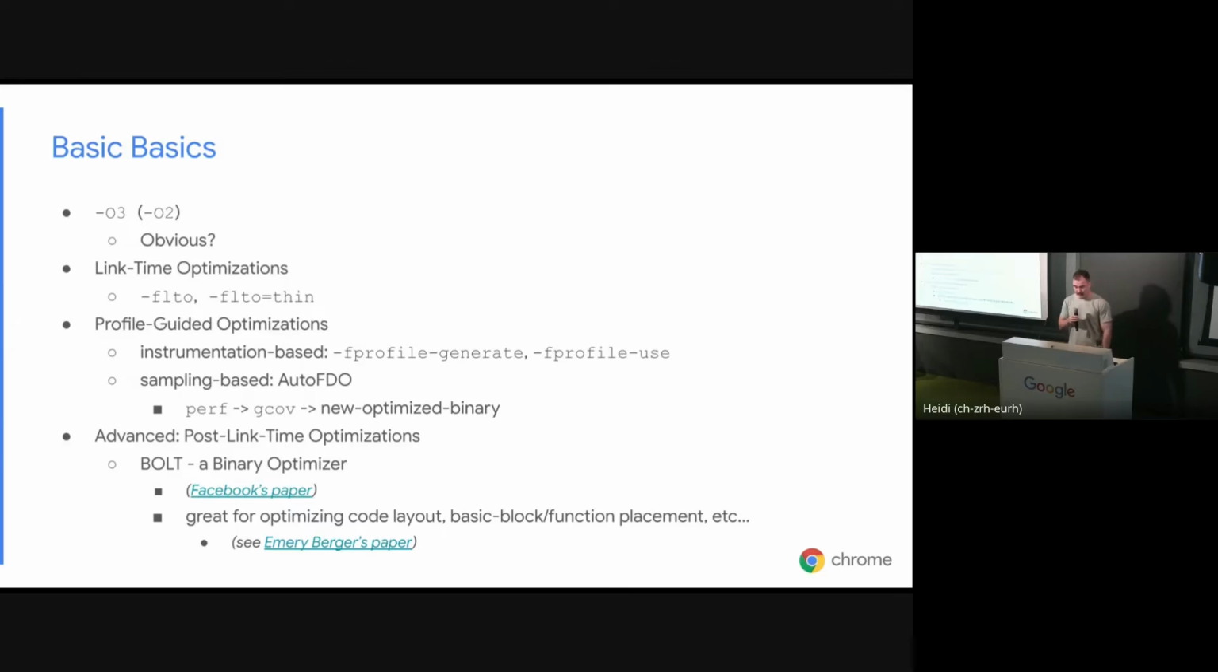Yeah, and there's also an advanced topic, post-link optimizers, like binary optimizers. There is one called BOLT that was developed by Facebook and upstreamed to LLVM. This is a nice thing that performs optimizations at the binary level. It doesn't need any source code information. I believe it doesn't even need the debug symbols. So it's great for generating optimal code layout so that your code doesn't suffer from ITLB or iCache misses.